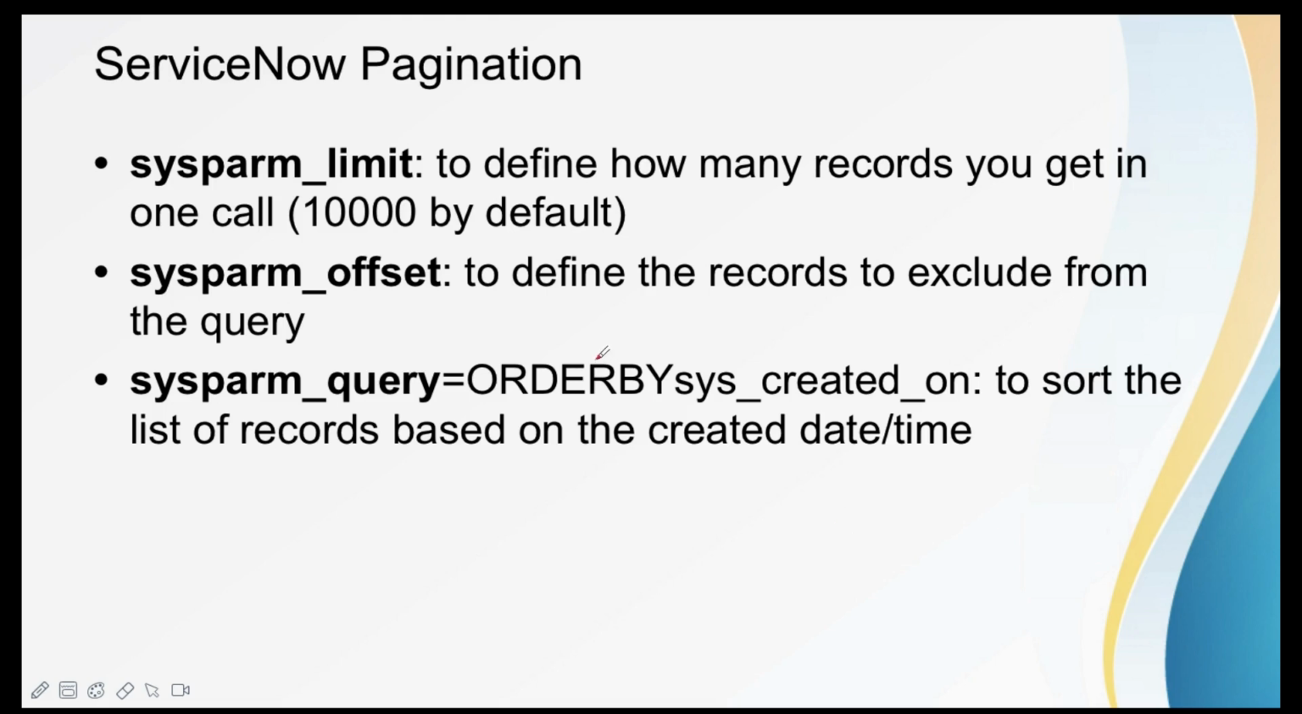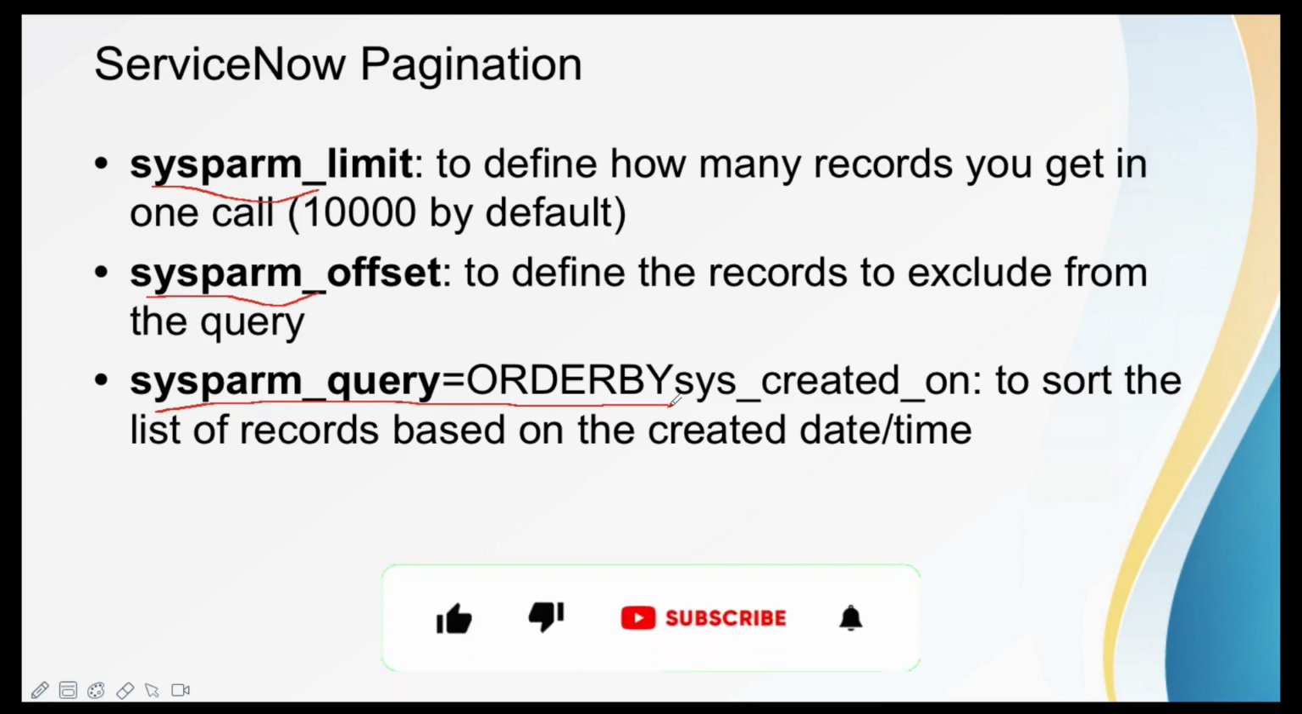Okay, so they are using the sysparm_limit in the table level API. This is the sysparm_limit and this is the sysparm_offset, where you can define where your start should be. And this is the sysparm_query, where you define the condition based on which you are getting the data. We'll show an example in a bit later.